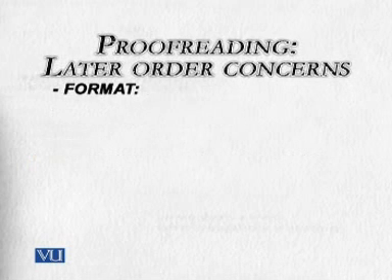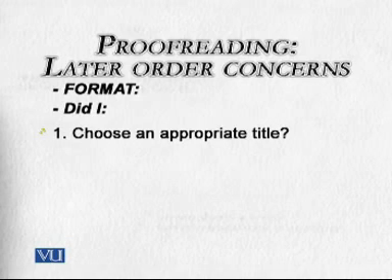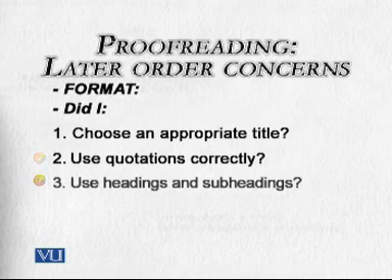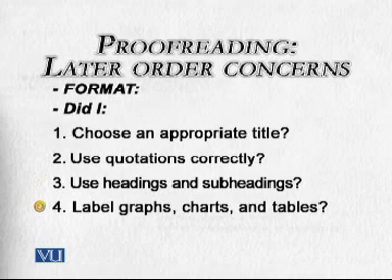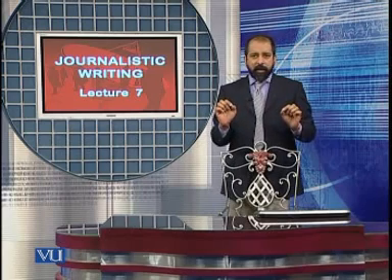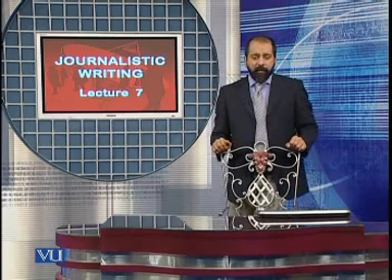The second one is format. Ask yourself these 6 questions. Number 1, did I choose an appropriate title? The title of your writing has to be very appropriate. Number 2, did I use quotations correctly? If you are quoting someone, make sure that you quote his words very carefully. Number 3, did I use headings and subheadings? Number 4, did I label graphs, charts, and tables? Labeling means that if you are using it as an image, you have to caption it, saying what exactly that table, graph, or pie chart talks about.